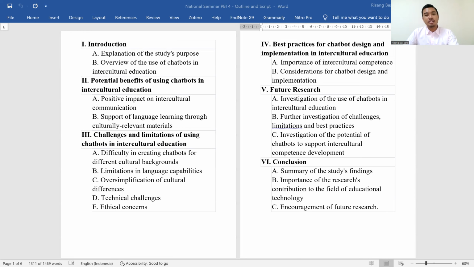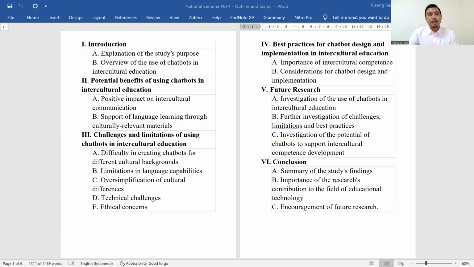Now, to overcome these challenges and limitations, it is important to adopt best practices for chatbot design and implementation in intercultural education. These include incorporating intercultural competence in the design process, using diverse and culturally relevant materials, ensuring language capabilities meet the needs of the target audience, avoiding oversimplification of cultural differences, ensuring technical stability and security, and also addressing the ethical considerations. Implementing these best practices can help ensure that chatbots effectively support intercultural education and can help promote cultural awareness, understanding, and respect.